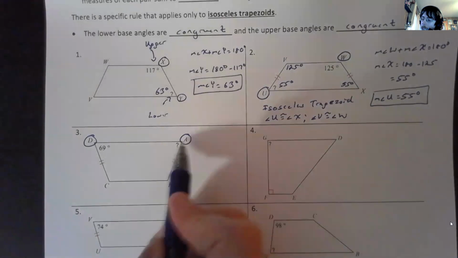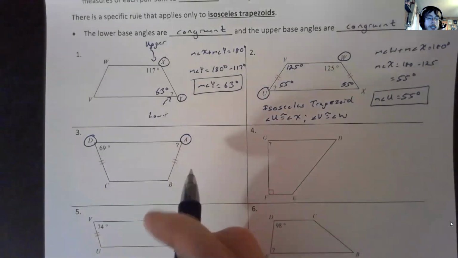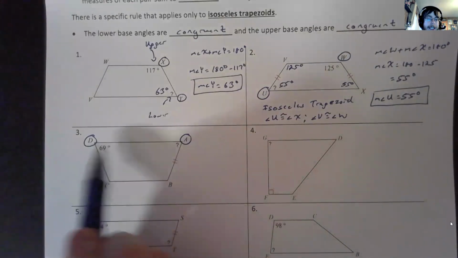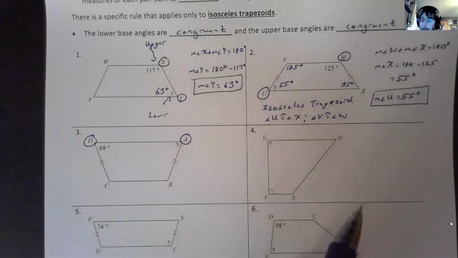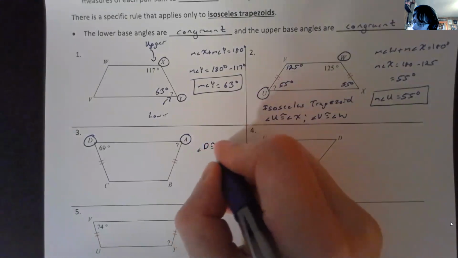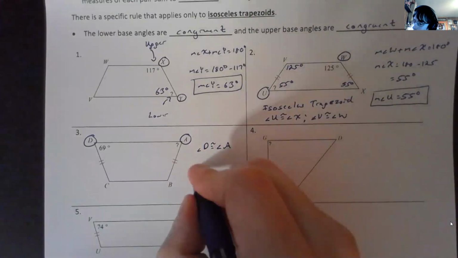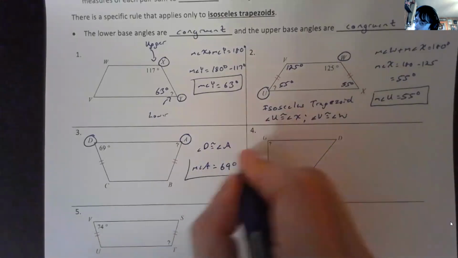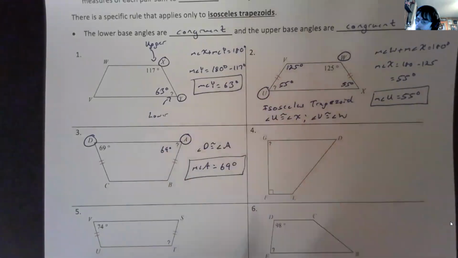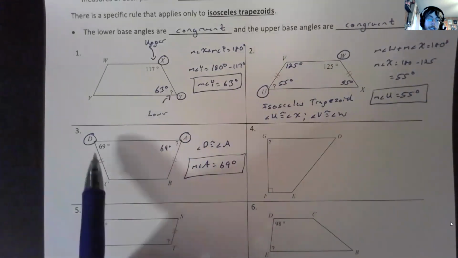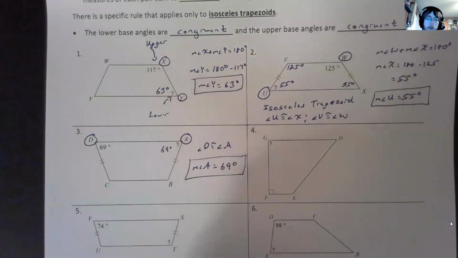So are angles A and D the same type of angle related to the base? If you look here, yes, D and A are both lower base angles. So angle D is congruent to angle A, which means the measure of angle A must equal 69 degrees as well. And the reason I call this the lower base angle, even though it's higher up, is because it's the acute angles.